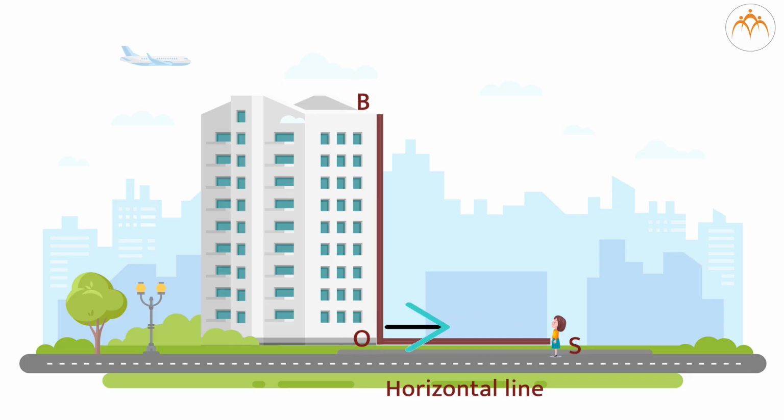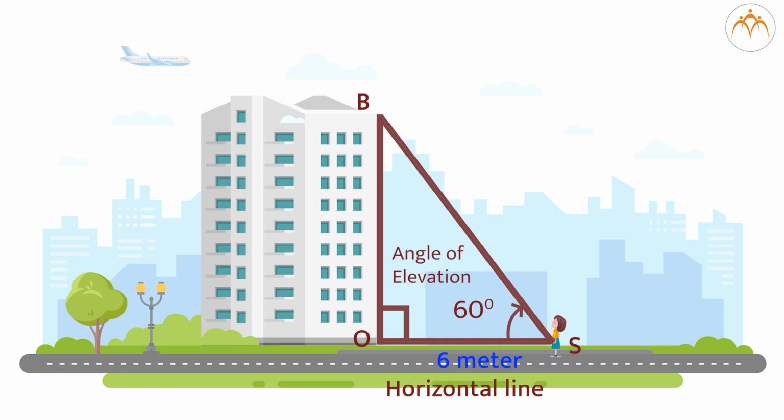Siley is at a distance of 6 meters from the building, so the length of the line OS is marked as 6 meters. Siley looks at the top of the building, forming an angle of elevation of 60 degrees. Hence, in the diagram, angle OSB is 60 degrees. Did you understand how to draw the diagram from the given information? Good. Let us consider one more example for this.